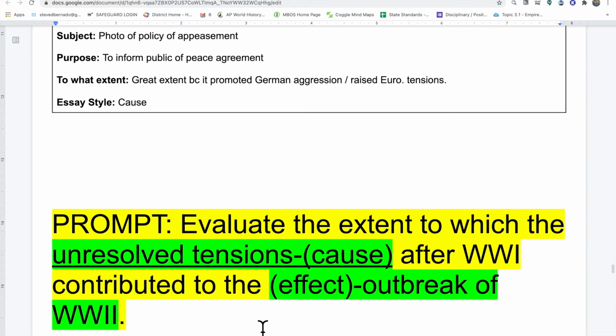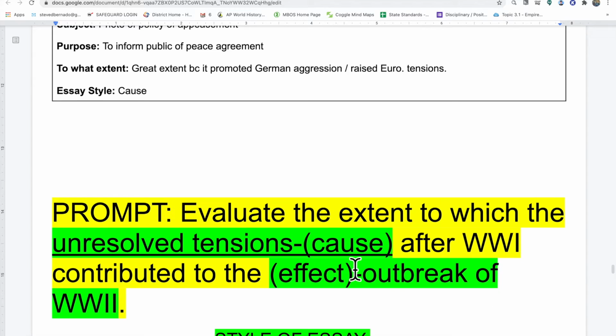All right, let's take a look at this prompt again. Evaluate the extent to which the unresolved tensions, I've realized all of those are unresolved tensions, causes, after World War I, contributed to what are the effects? The outbreak of war. We don't see any fighting. We don't see any war. These are all causes, different styles, different types of causes.